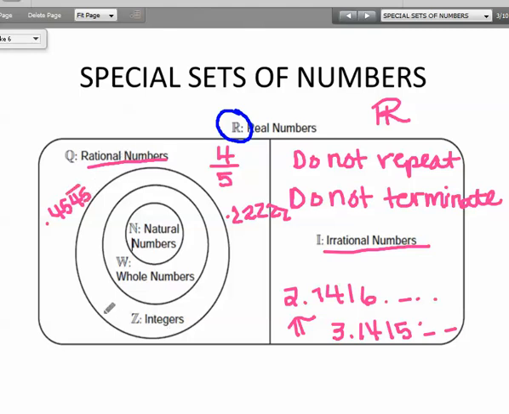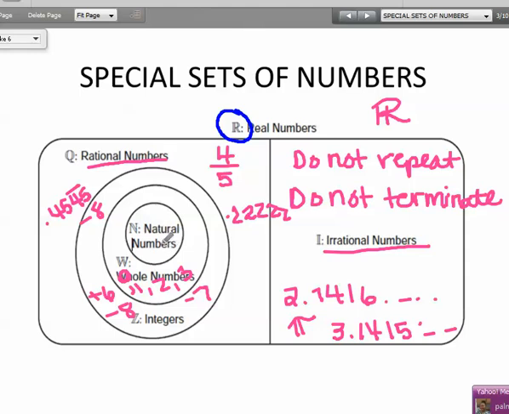And then we go down to integers. Integers are positive and negative whole numbers, no fractions. Okay, and a whole number is 1, 2, 3. Oh, and it also has a 0, because that's a whole number. It's not a little piece.